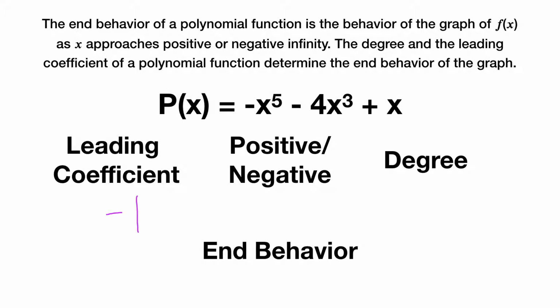Now let's talk about this one. In this case, -1 is our leading coefficient, which is of course negative, which means it goes down on the right. But because the degree is 5, that's odd. That means on the left it goes up.